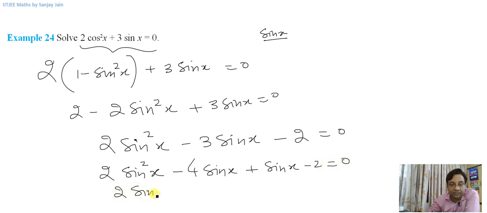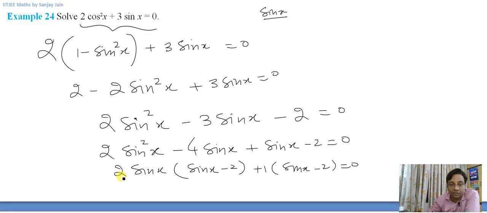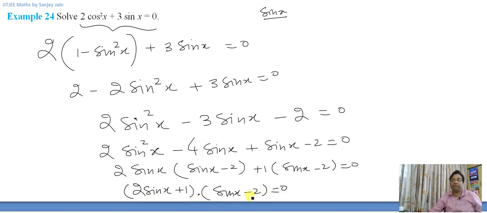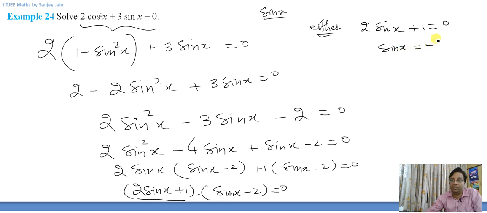If I take 2 sine x outside, it will give me sine x minus 2 here, and then plus 1 sine x minus 2 here. So the factors that I have are 2 sine x plus 1 into sine x minus 2 equal to 0. So if you see, I have brought this in product form, a into b equal to 0. So either this first part is equal to 0, that is 2 sine x plus 1 equal to 0. So if this is equal to 0, this will give me sine x equal to minus 1 by 2.